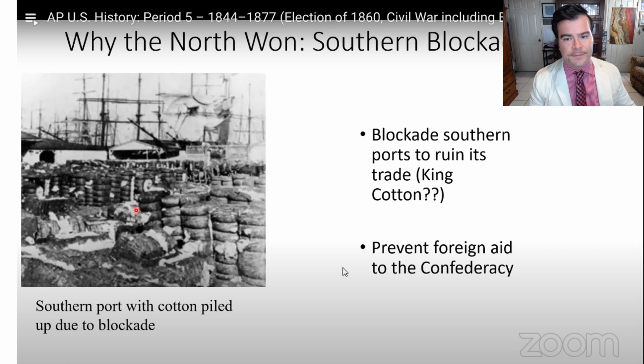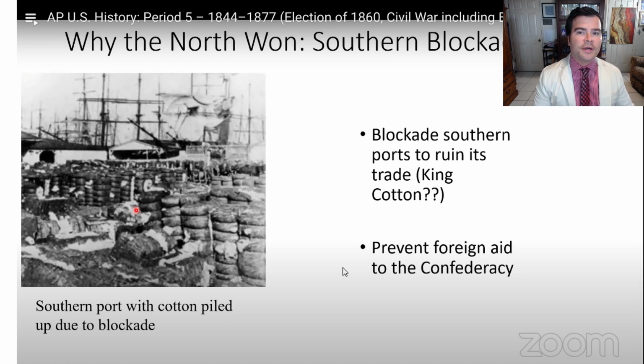Why did the North win? Southern blockade. So, okay, we have a huge, awesome strategy. It was part of the Anaconda Plan. The Anaconda Plan was to blockade the southern ports, ruin its trade, King Cotton, and prevent the South from getting an ability to make money, right? They're not going to be able to export their cotton anymore if we're going to block anything coming in or out of their ports. And that was a tactic, it's kind of like a block, it's kind of like a siege, right?